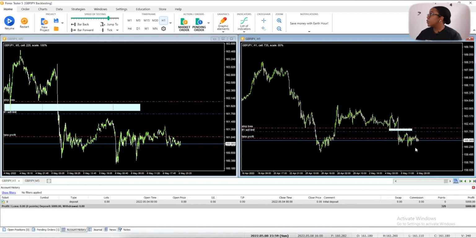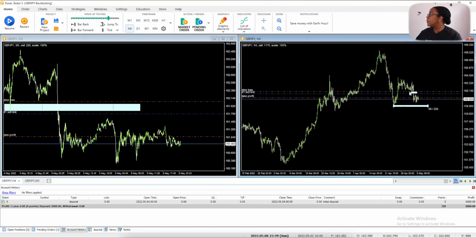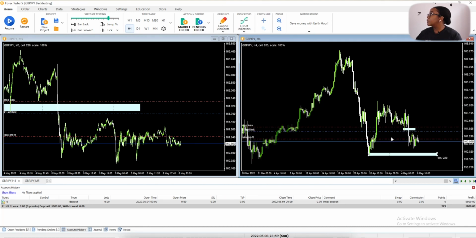I'm sure there'll be a drop to the downside. I'm sure something will happen where price gets to this level. This looks like a very familiar level. And I'm sure if I go to the H4, we can see that that's definitely a strong level.